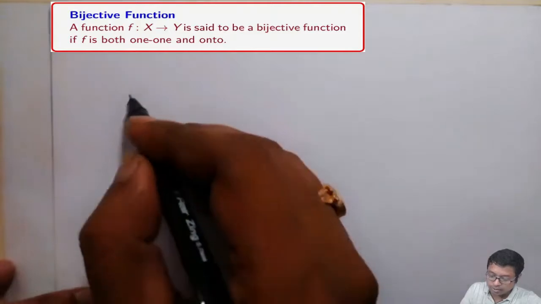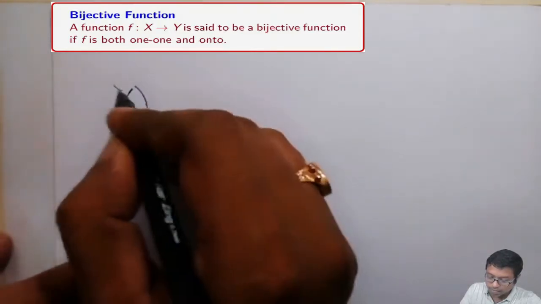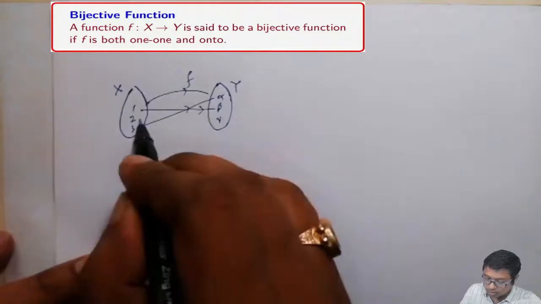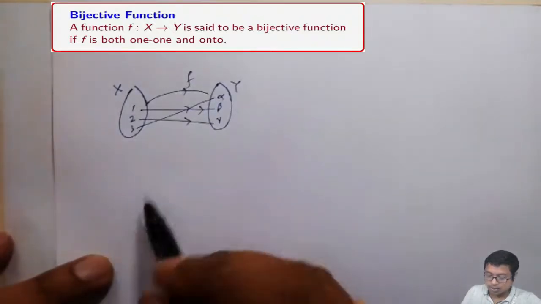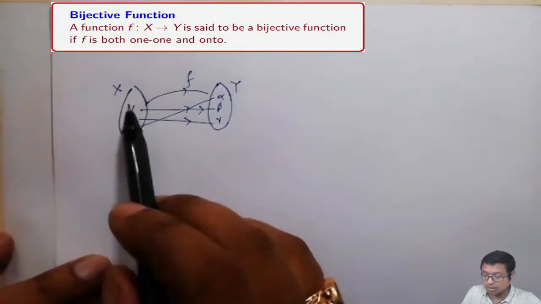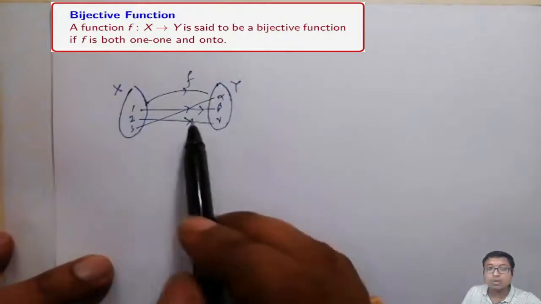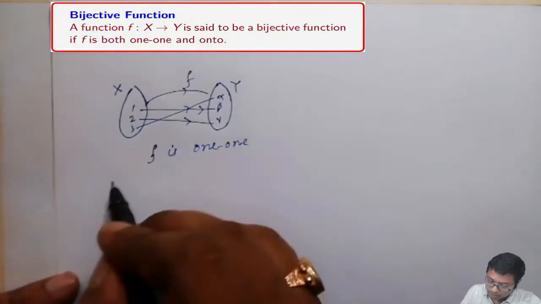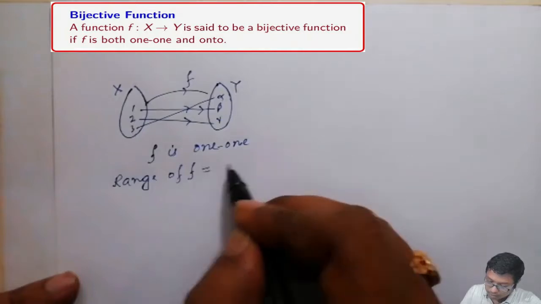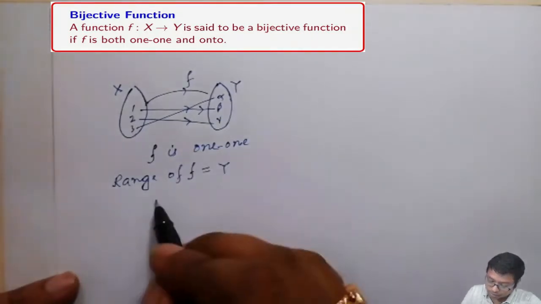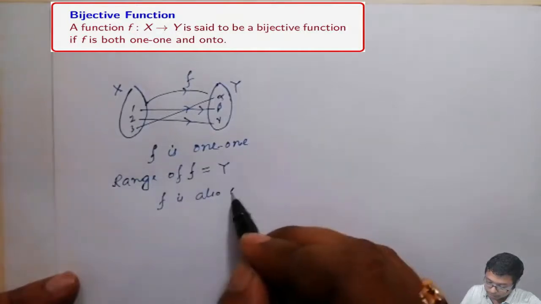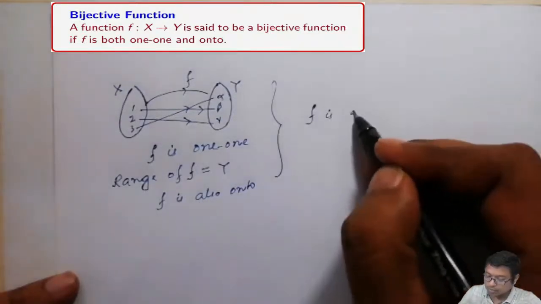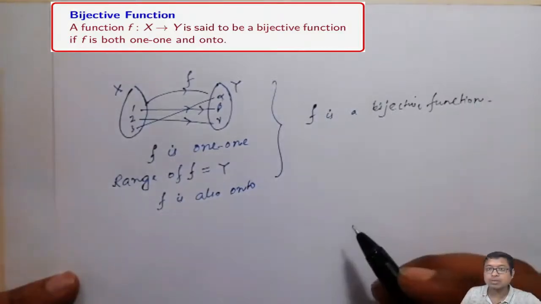Suppose I have a function and that function is going from X to Y. Suppose 3 is connected to alpha, 1 is connected to beta, and 2 is connected to gamma. And if you see the elements of X, these elements are connected to Y, and there is a 1-1 connection between the elements of X and Y. Also let me calculate the range of f, and this is equal to Y. From here, we can say f is also onto. So from these two, we can say f is a bijective function. Okay, clear?